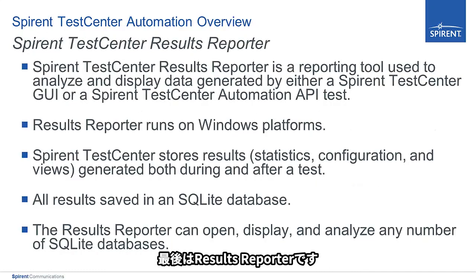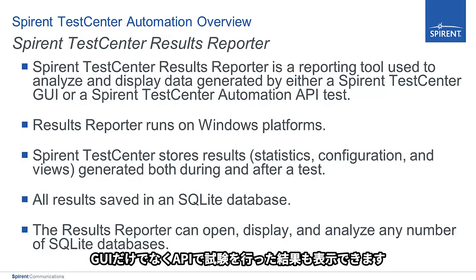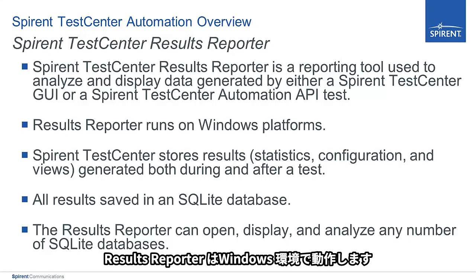The last Spirent Extreme Automation element is the Results Reporter. The Spirent TestCenter Results Reporter is a reporting tool used to analyze and display data generated by either a Spirent TestCenter GUI test or a Spirent TestCenter Automation API test. The Results Reporter runs on the Windows platform.